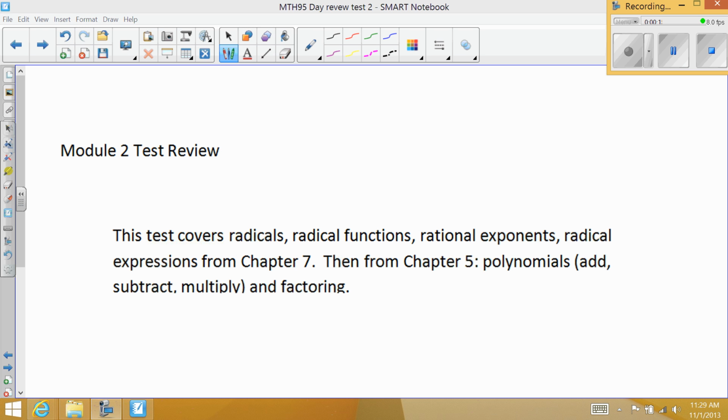We've got the radicals, radical functions, rational exponents, radical expressions, and then in Chapter 5, all the polynomials: add, subtract, multiply, and one of the big topics, factoring.